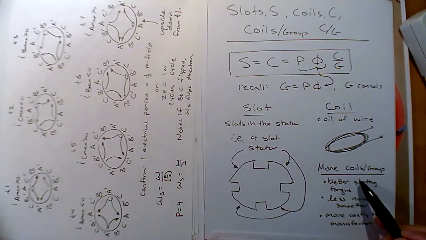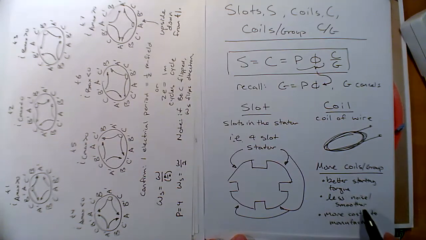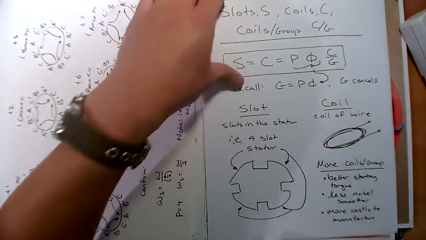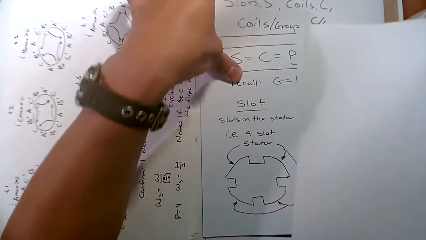Now, why would you want more coils per group? You're going to get better starting torque, less noise, smoother, and however, it's more costly to manufacture. Okay.